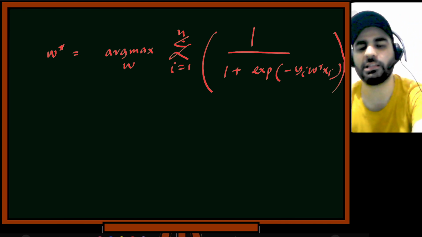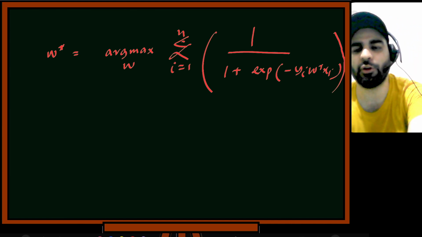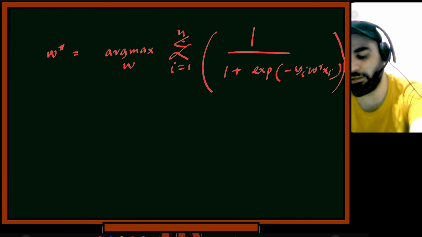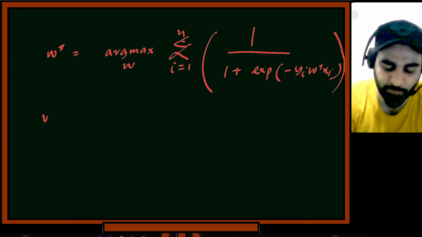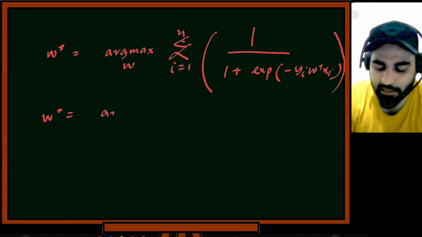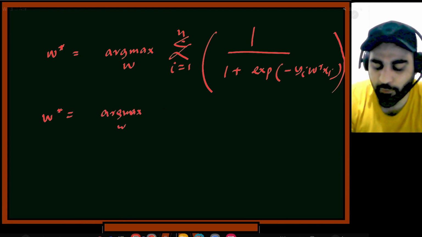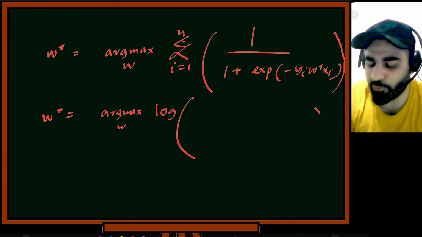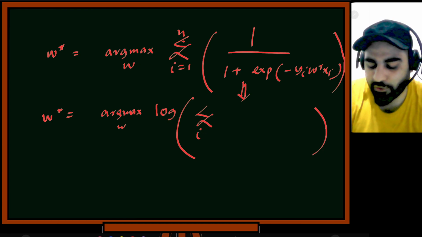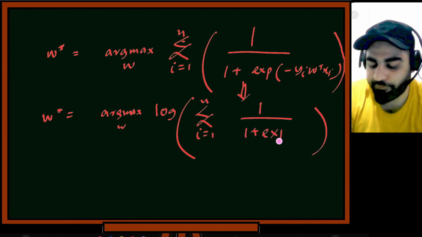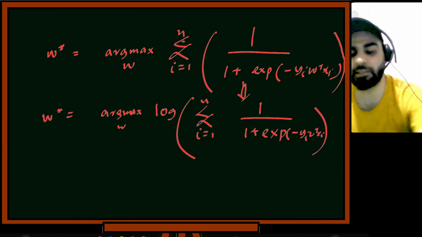So I'll apply log on this, because the condition is that when I apply log, this w star will not get changed, because w star gives you the point on which this value gets maximized. Okay, now I'll apply log. So applying log, w star is equal to argmax w of log of this whole equation. Let me write it again: summation of i equal to 1 to n, 1 divided by 1 plus exp of minus yi w transpose xi. So I apply log on this.